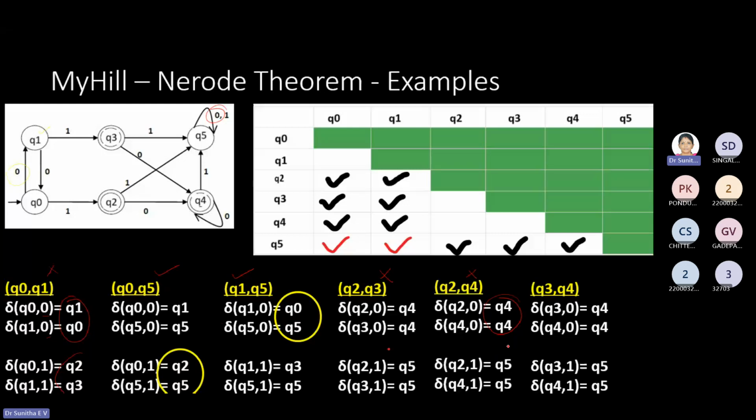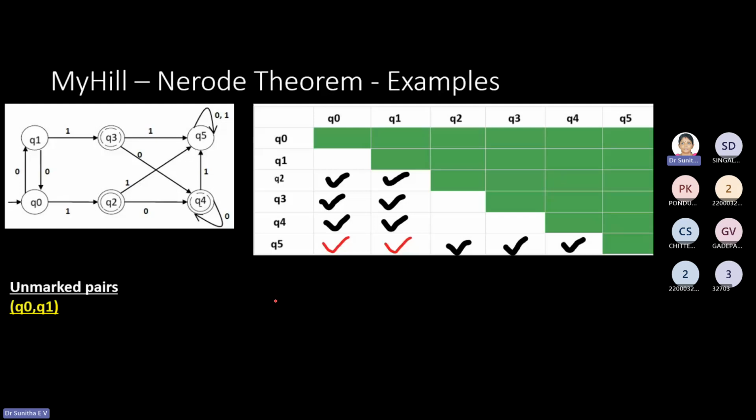Q5, Q4, Q4, Q4, and Q5, Q5. It's not a pair. It's also not a pair. Okay, so now we cannot do any more marking on this. So after marking all the pairs, we still have some unmarked pairs. So the next step, step four, says that we have to combine all these unmarked pairs.